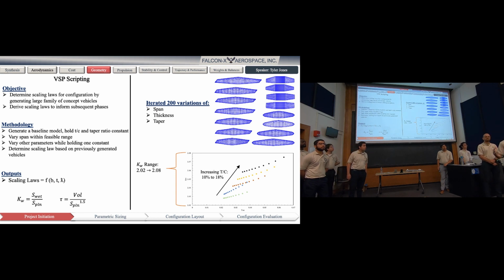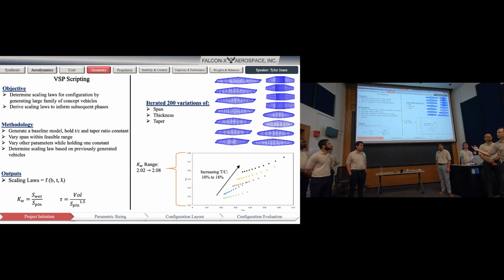Okay, so to perform any sizing process, we need to have an understanding of the way the vehicle scales. If you want a larger vehicle, does it get larger proportionally? Does the thickness get larger? How does its volume scale? But as you may have noticed, you don't see any of these vehicles flying around. So what we had to do to determine those relationships is we created a database of 200 vehicles that we iterated through all of the feasible iterations of span, thickness, taper ratio for the possible configurations that fit on a runway that we thought we could reasonably build.